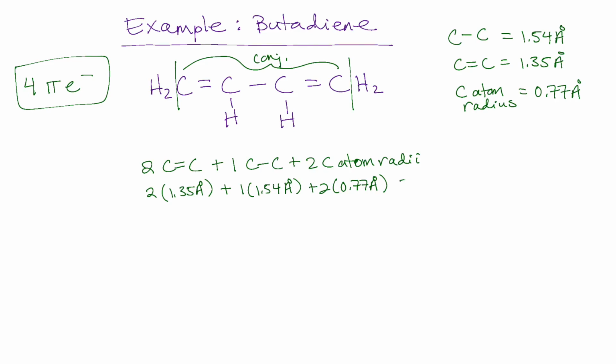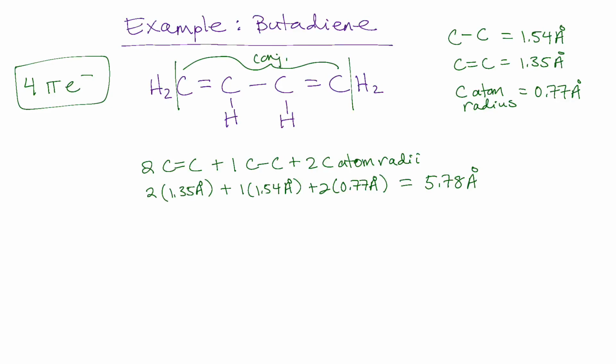Okay, so if we add those values up, you should get something on the order of 5.78 angstroms. Now don't panic if your values are a little bit different, if you used a different resource to look them up. We're just going for a reasonable approximation for a conjugation chain. There's going to be a variety of ways that you could approach this, some better than others. We're just doing a simple example here.